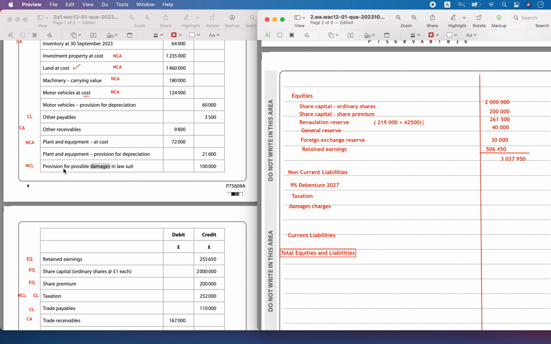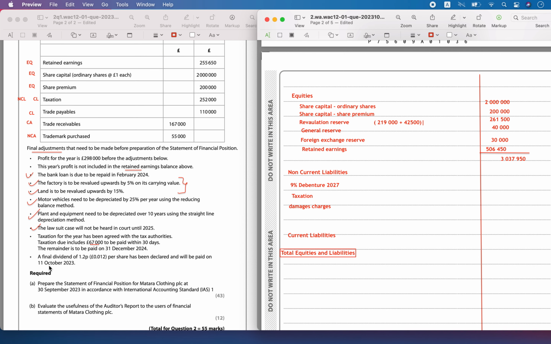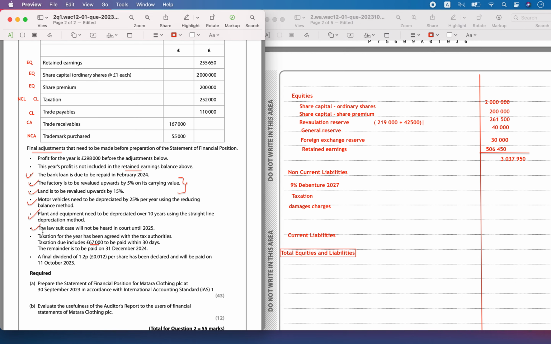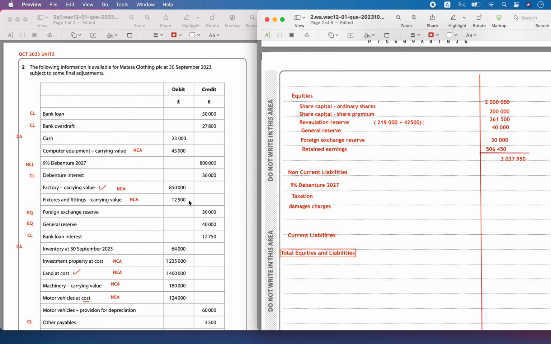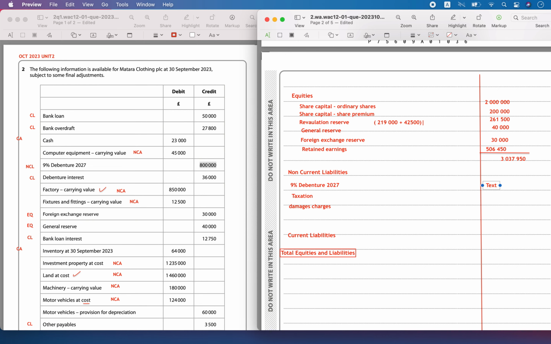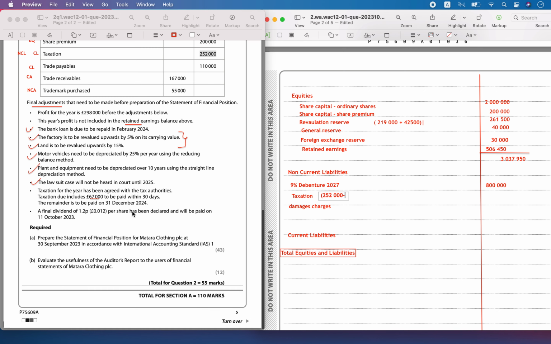These are non-current liabilities. This is not coming under current liability, because he says that the case is not being taken up till 2025, so that's why it becomes a non-current liability. Otherwise it would come under current liability. Because the statement says no adjustment, you are just going to write it as it is. And then you have taxation, which is equal to 252,000 minus 67,000.